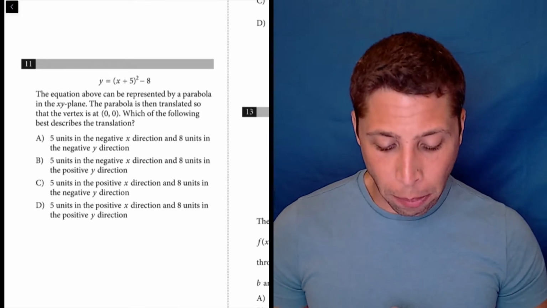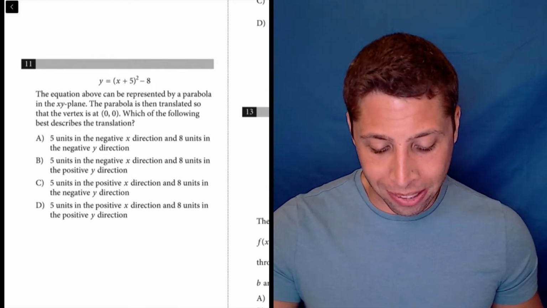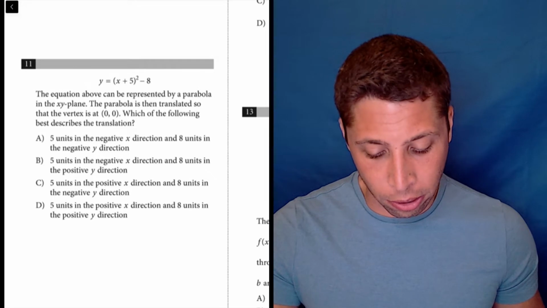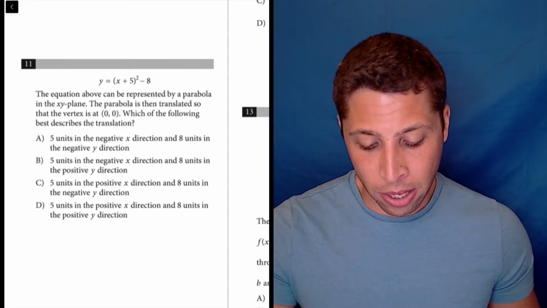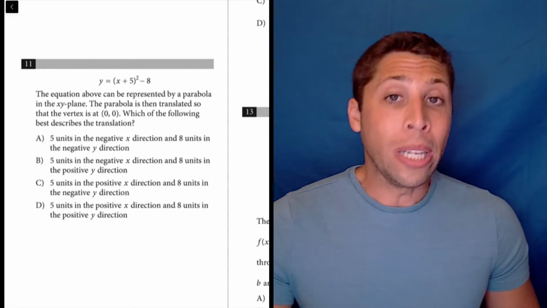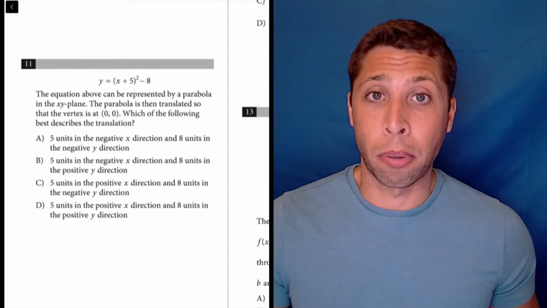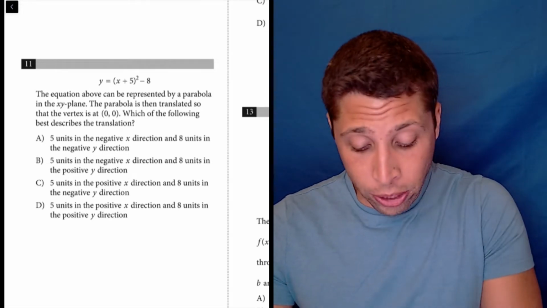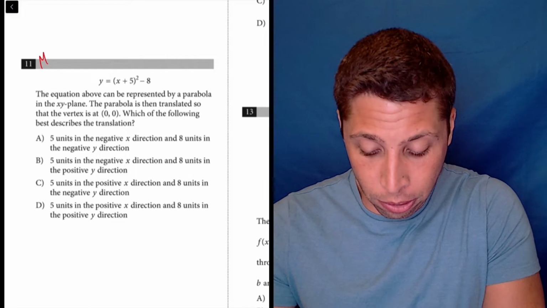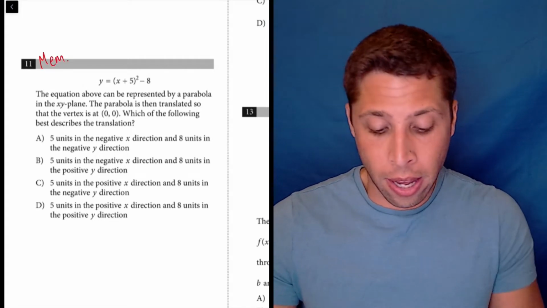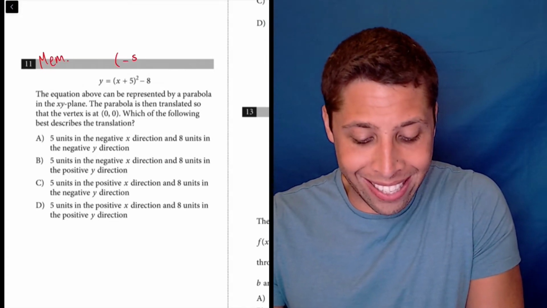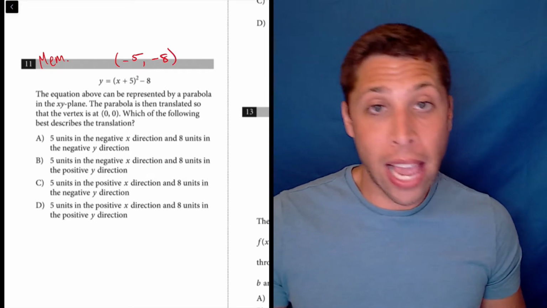The equation above can be represented by a parabola in the xy plane. The parabola is then translated so that the vertex is at 0, 0. Which of the following best describes the translation? So we need to be able to know the vertex of the current parabola. And luckily, it's written in vertex form. You need to memorize this. This is absolutely just like a memorization question. This is giving us that the vertex is -5, -8.